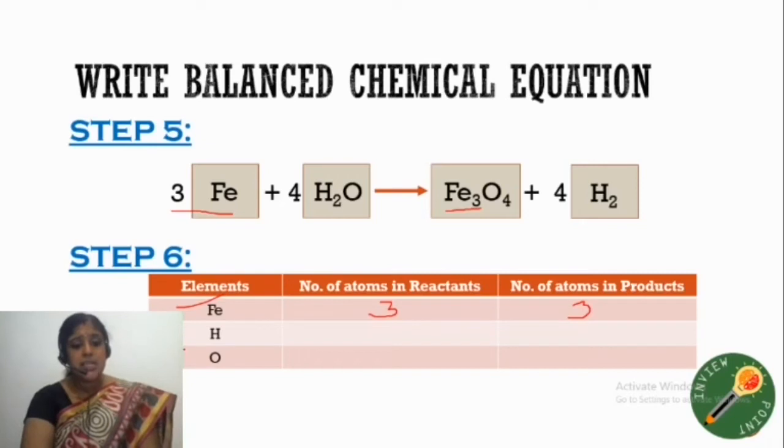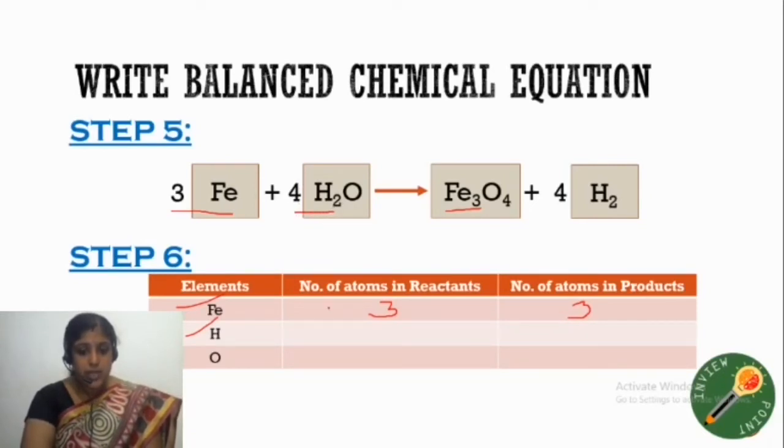Then take the next element, hydrogen. It is 4H2, so the number of hydrogen atoms is 4 into 2, that is 8. In the product side, we get 4H2, so 4 into 2, 8. So here the number of hydrogen atoms is also the same.